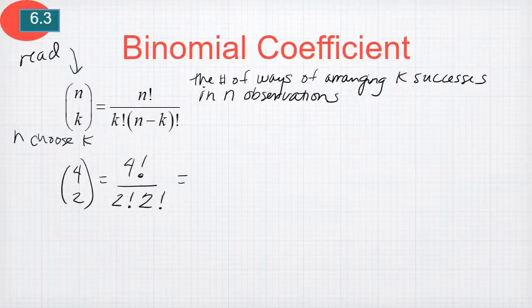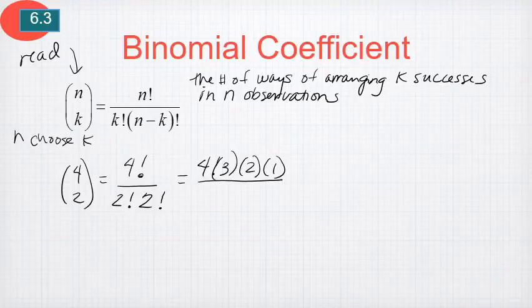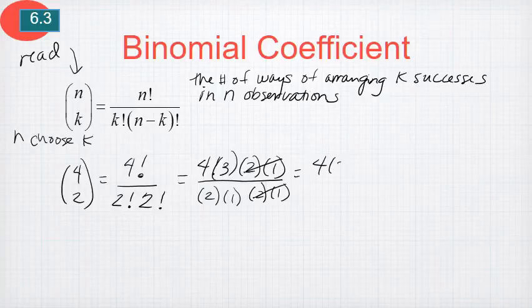So just to refresh, because we should, 4 factorial is really just 4 times 3 times 2 times 1, divided by 2 factorial, which is 2 times 1, times 2 factorial, 2 times 1. Okay, we can cancel these out, and we're left with 4 times 3 divided by 2 times 1, so that's just 12 divided by 2, which is 6.